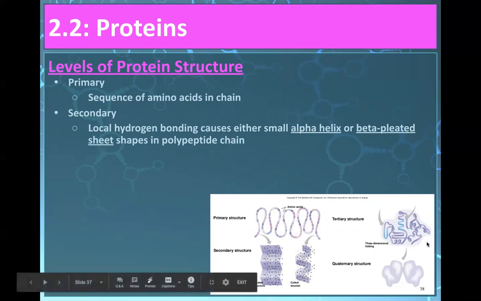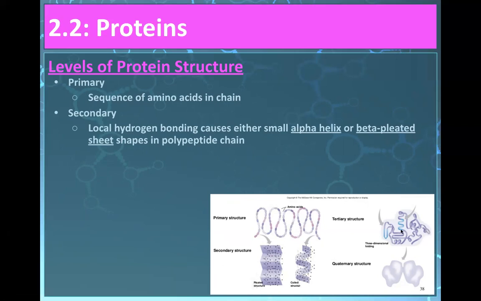Okay, and in a polypeptide, we could have many different alpha helices, we could have many different beta pleated sheets, we could have a combination of the two. Okay, it just depends on the structure.